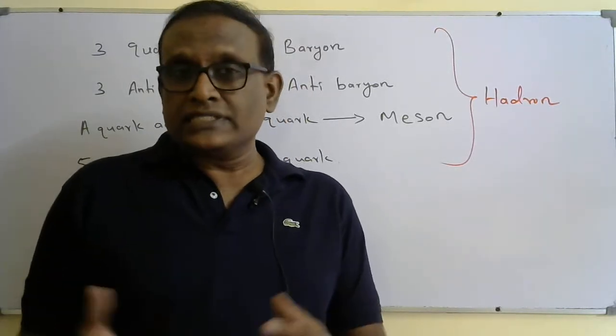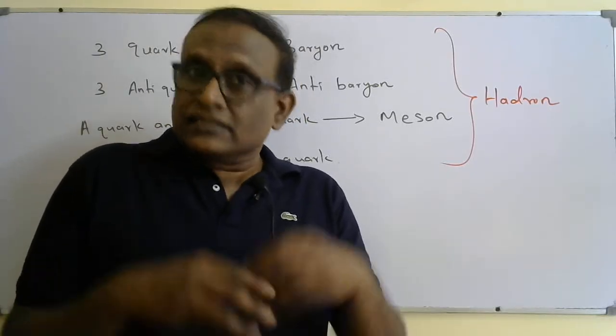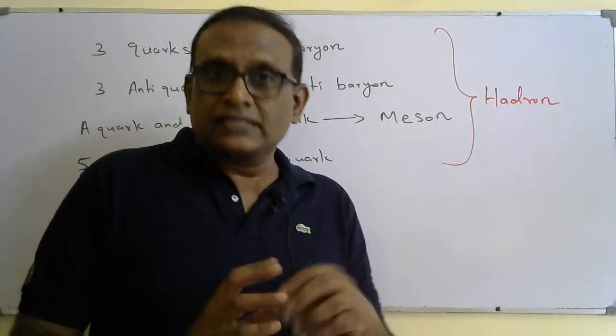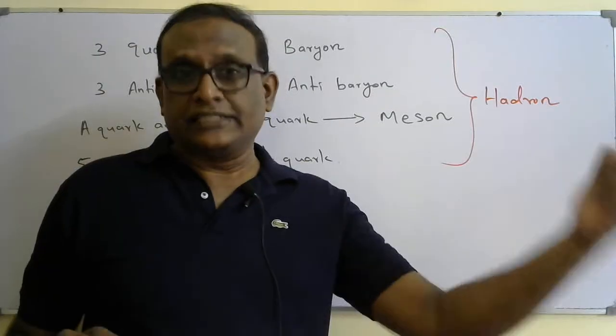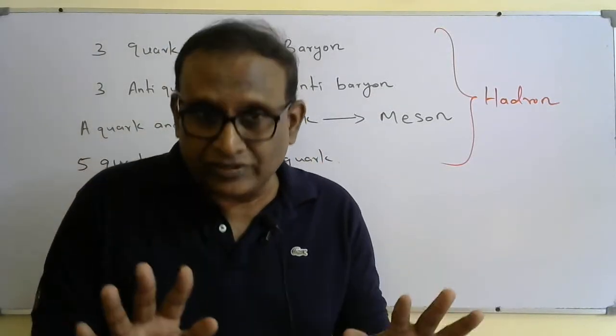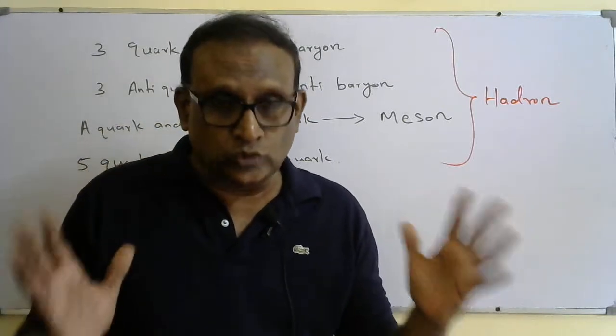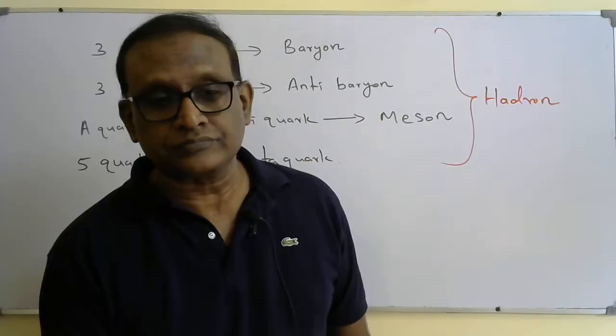But leptons can exist alone. Just an electron can be there. Just a muon can be there. Just one electron neutrino can be there. But just one up quark cannot survive. Just one down quark cannot survive. It must be in a group, always, the quarks.